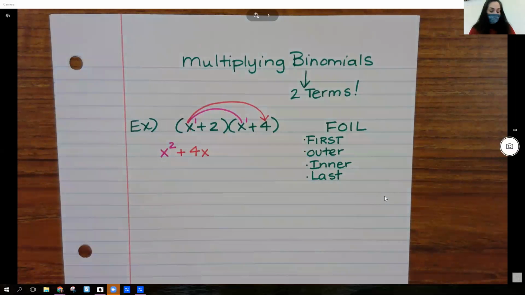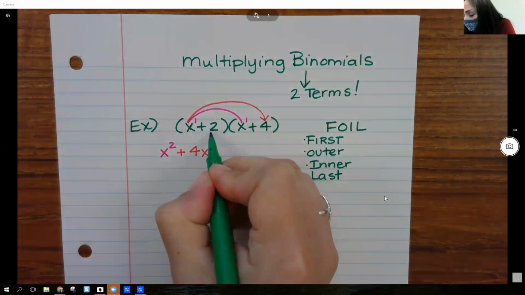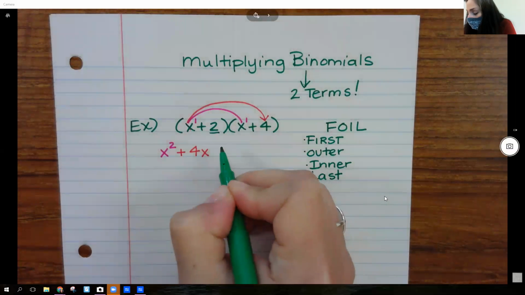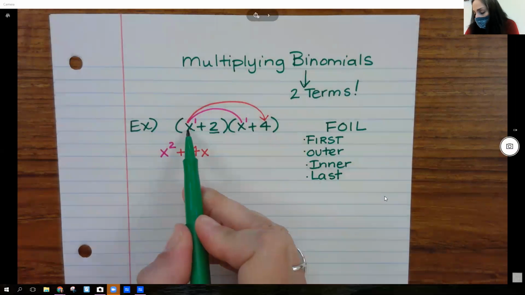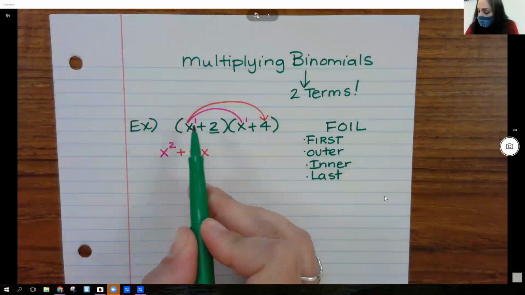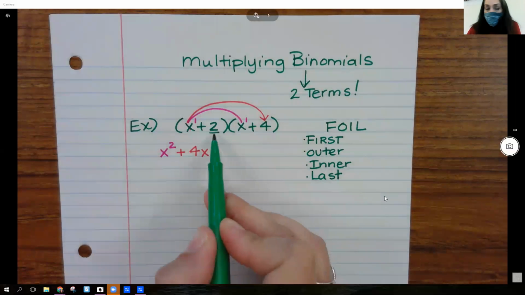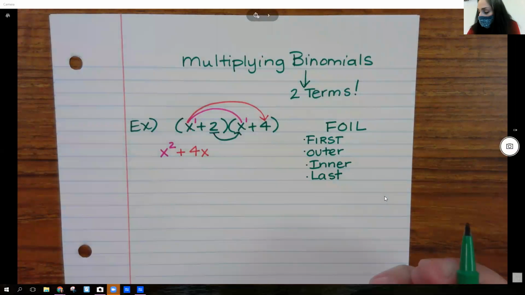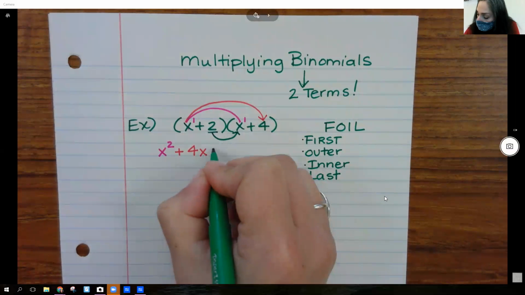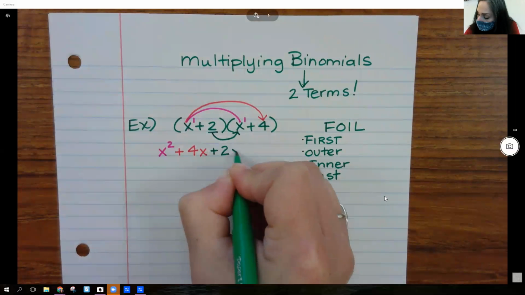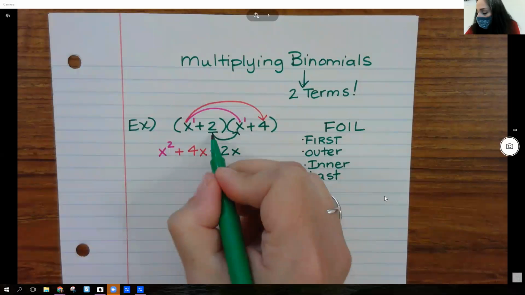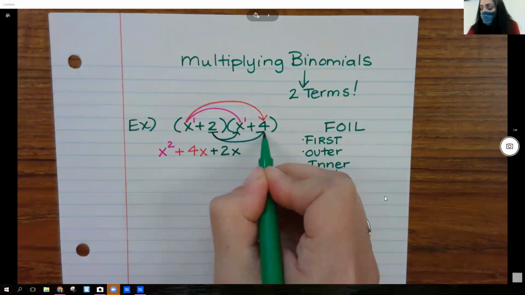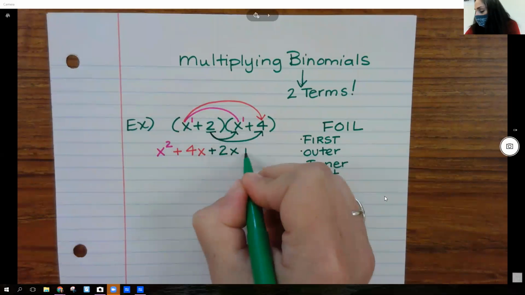The next one would be this 2. So we did the distributive property with this x: we did x times x, and then we did x times 4. Now it's this one's turn to do the distributive property. So now you're going to do 2 times x, so that would be plus 2x. And then you're going to do 2 times 4, which is 8.